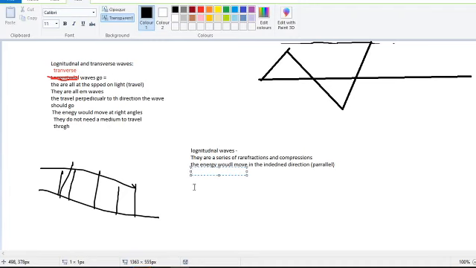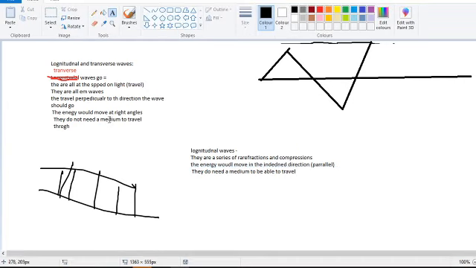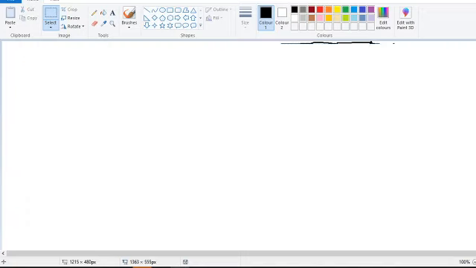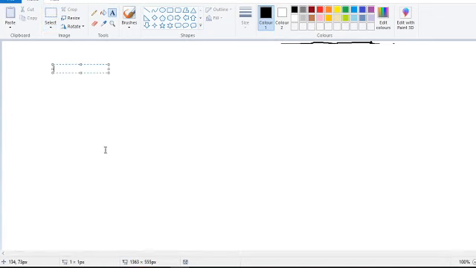So they do need a medium to be able to travel. Simple. So that is mostly all you need to know for longitudinal and transverse waves. One needs a medium, one doesn't need a medium. One of them travels at the speed of light and are EM waves. Others are stuff such as sound waves.